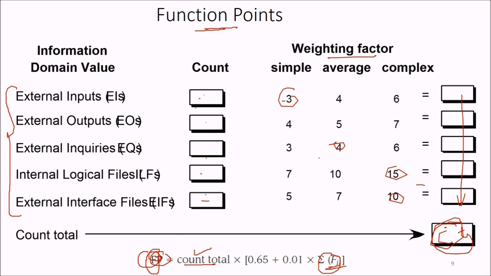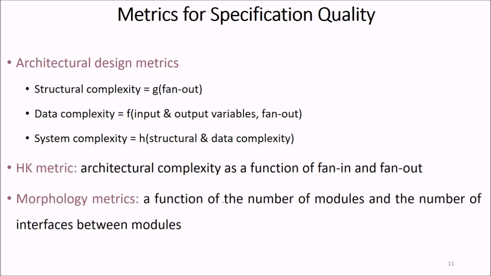So how many functions or functionalities are going to be delivered with the system is our function point. Then we come to the metrics for specification quality. Specification quality means architectural design metrics, like the structural complexity. What is the fan out? The data complexity: what are the input and output variables, and also the fan out. The system complexity: the structural and data complexity. So all these are functions of these values. These are our architecture design metrics.